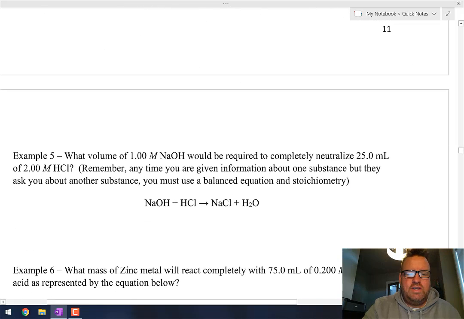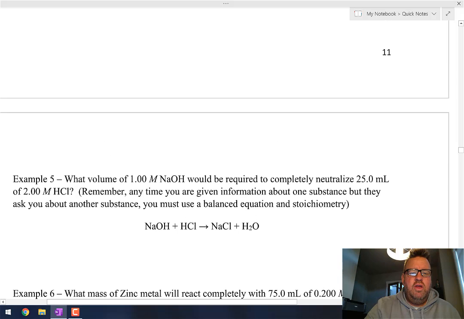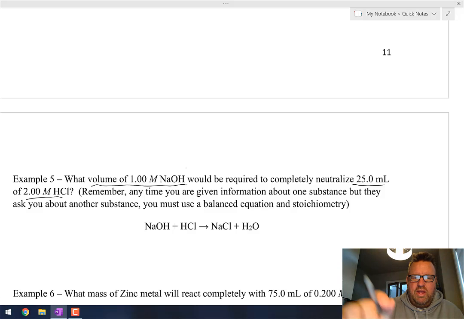Okay, our next example says what volume of 1 molar NaOH would be required to completely neutralize 25 milliliters of 2 molar hydrochloric acid. Okay, so again, in this case, they're giving us information about one thing. They're giving us information about this, and they're asking us about this. Okay, so we have to use a balanced equation. We have to use stoichiometry to solve a problem like this.